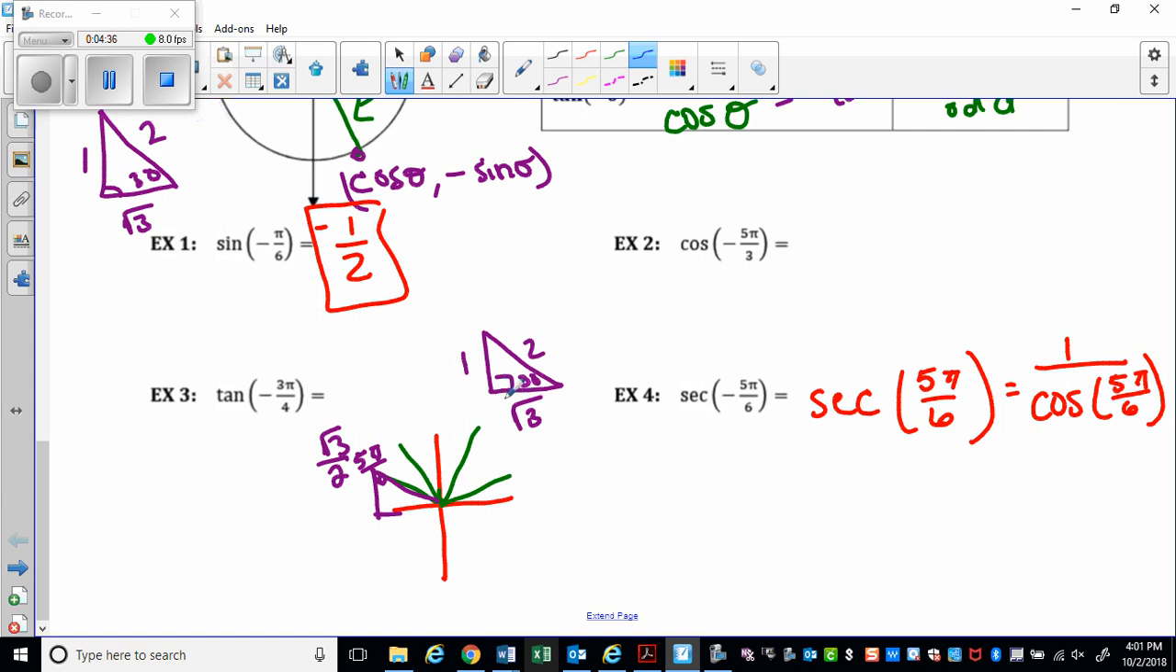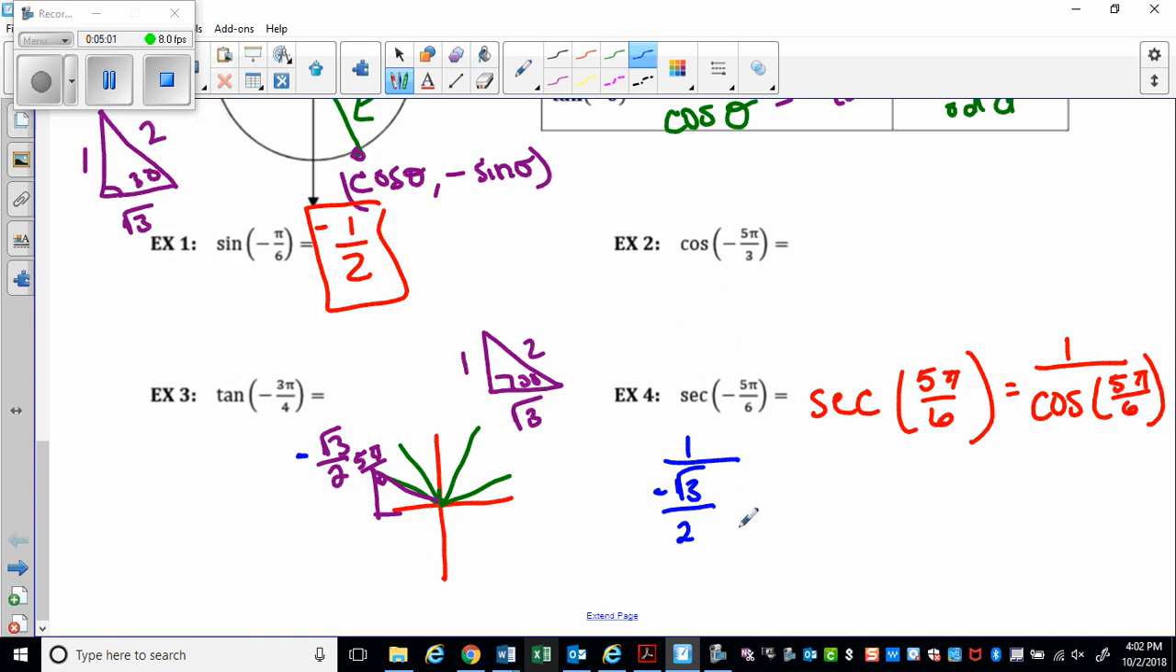Cosine is adjacent over hypotenuse, so square root of 3 over 2. So it's going to be 1 over, and in this quadrant, my cosine is negative. So 1 over negative square root of 3 over 2. Please don't put the negative in the denominator. You can pull it out to the side or put it in the numerator. Those are the same things.